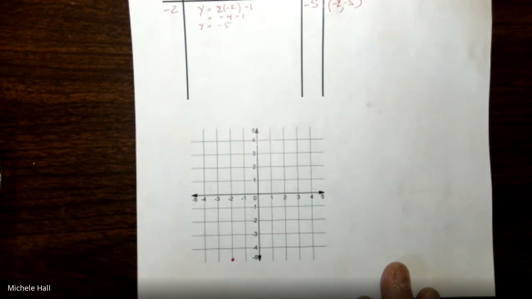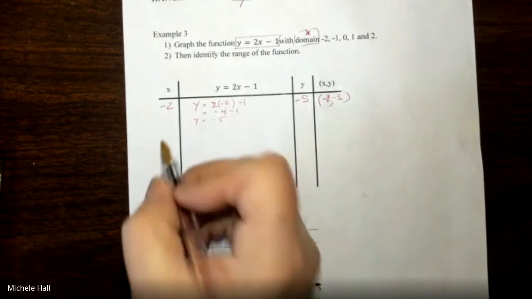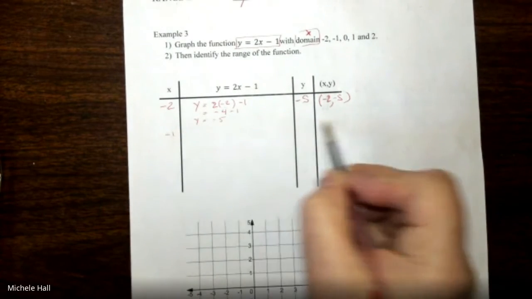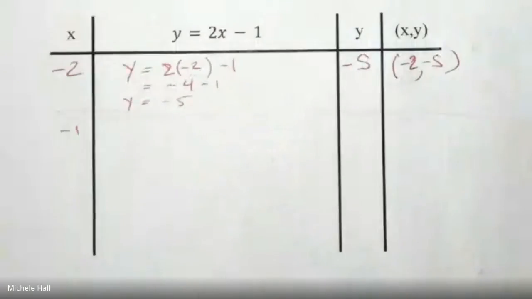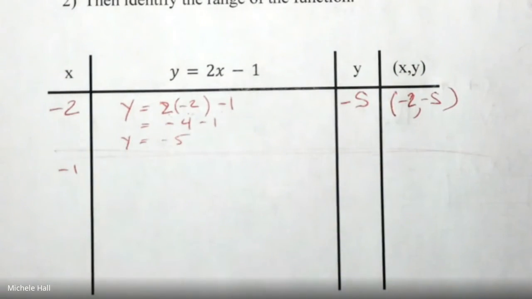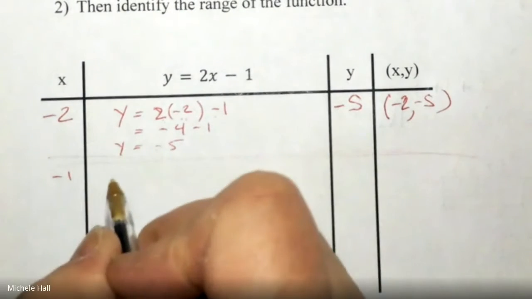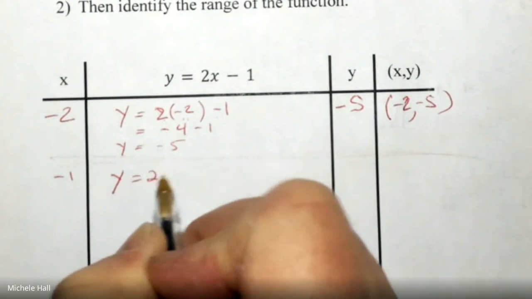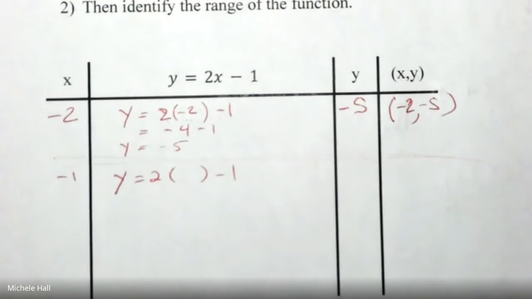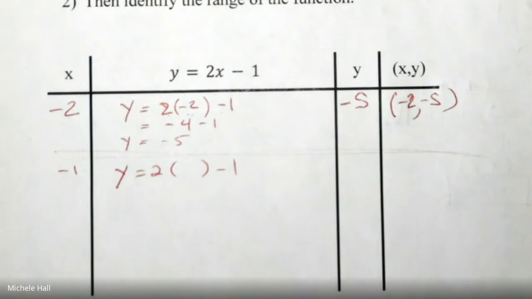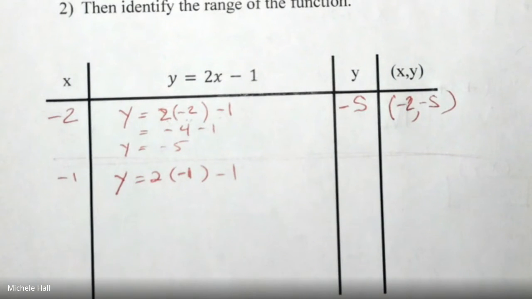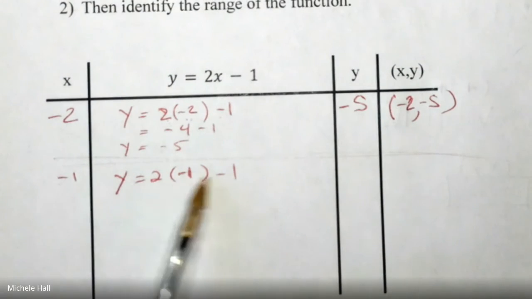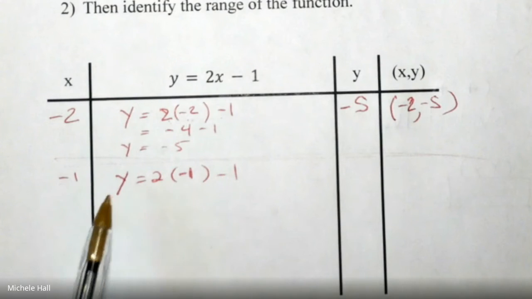Okay, back to the domain. We still have some other numbers to do. We have when x is -1. Now I'm trying to make all my stuff line up here so it doesn't get messy. I'm not going to show all of this algebra every time, but I just wanted to show you what was going on. So we're substituting in y equals 2 times that x minus 1. 2x means 2 times x. I'm substituting in my -1. When x is -1 and I simplify, I find out what y is.